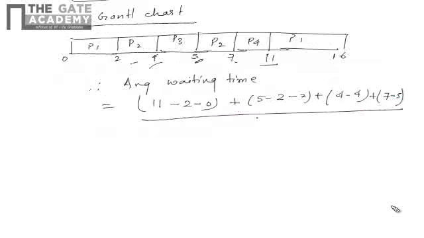Now divide by how many processes there are. 4 processes are there, so 9 plus 1 plus 0 plus 2, divided by 4, will be 3 milliseconds. So this is the answer and the option is B.